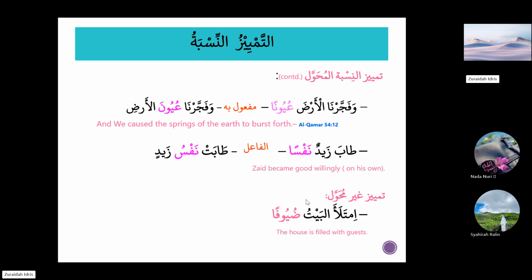So this is where it doesn't come from any of the original forms. This is why we say it is ghair muhawwal, meaning it came by itself. It's a tamyiz in essence. It didn't evolve or come from something else. So any questions so far on tamyiz before I move on to hal?